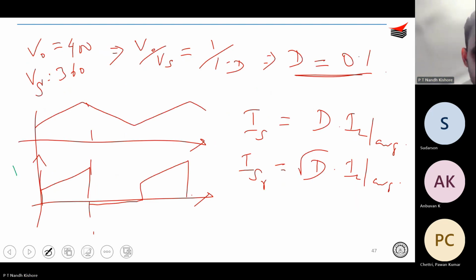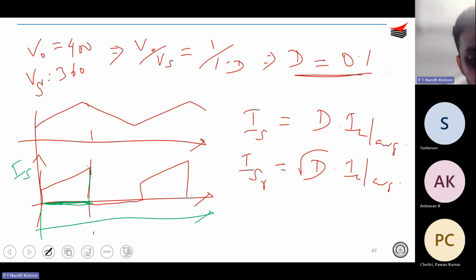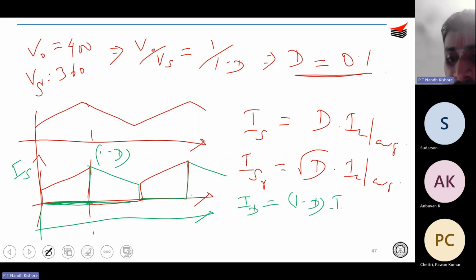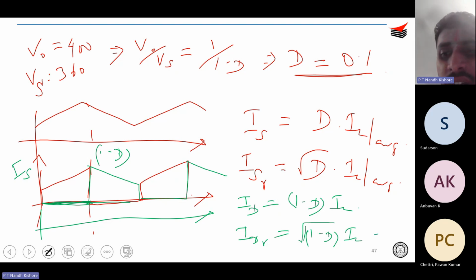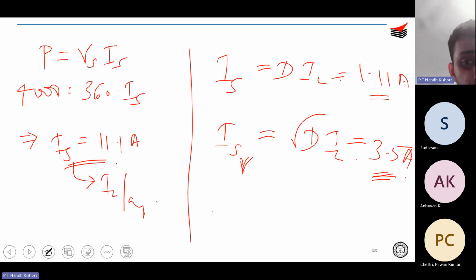This was your IS, right? Input side. So how will the diode current be? Diode will be zero over here. During the freewheeling, it will conduct, and then become zero. During the freewheeling alone, that is only during the 1 minus D period, the diode conducts. So you will see that ID average is going to be 1 minus D times IL average. ID RMS is going to be root over 1 minus D times IL. Simple, right? Just the complementary of that. It is D times IL, here it is 1 minus D times. So root D becomes root over 1 minus D times.